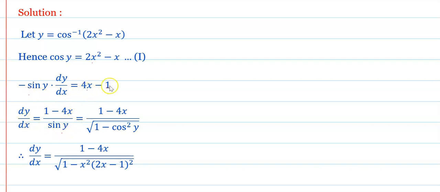So 4x minus 1, take the minus sign as common, then you will get minus sin y into dy by dx is equal to minus (1 minus 4x). This minus and minus will become plus. And therefore, dy by dx is equal to (1 minus 4x) upon sin y. 1 minus 4x upon sin y means what?